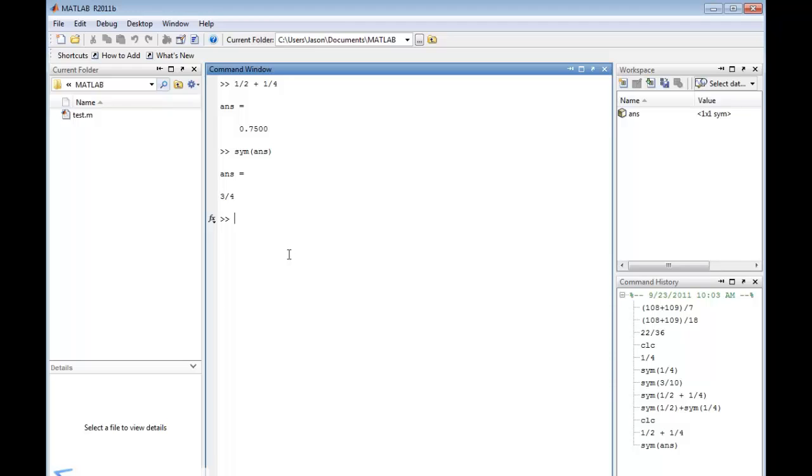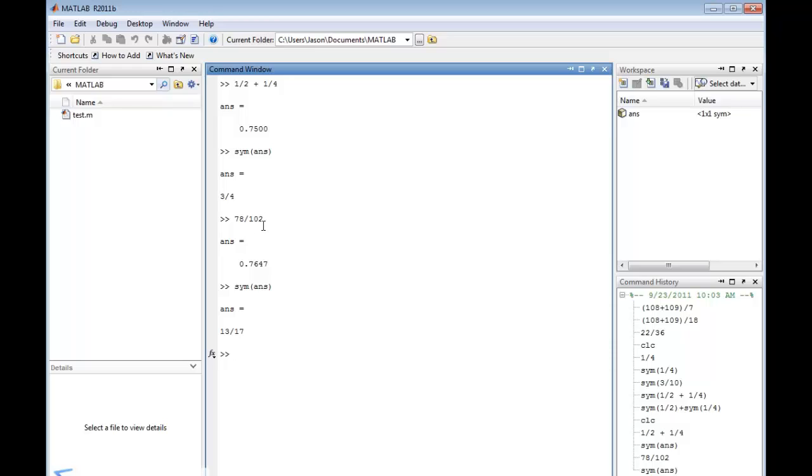You can, if you're working in MATLAB and you have, let's say 78/102, that's the final result of your calculation, and you get an answer of 0.7647, and you're like, oh man, what is that in fractional form? You can just do SYM, last answer, and then you'll get an answer of 13/17. Notice that is a reduced form of the original fraction.